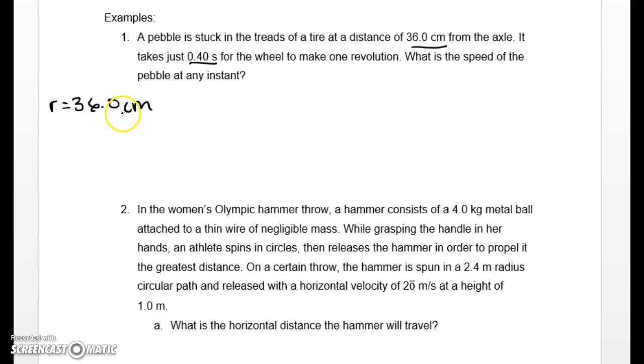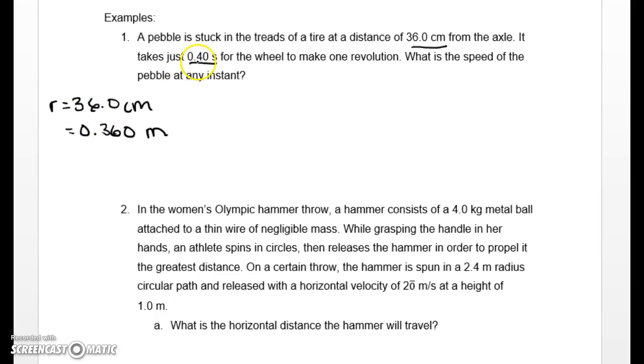As I mentioned in the previous video, we typically work with meters per second, so we're going to convert this. To convert centimeters to meters, I'm going to divide by 100, which gives us 0.360 meters. Make sure you include that 0 in there because we have to keep track of our sig figs here, so do not forget that.